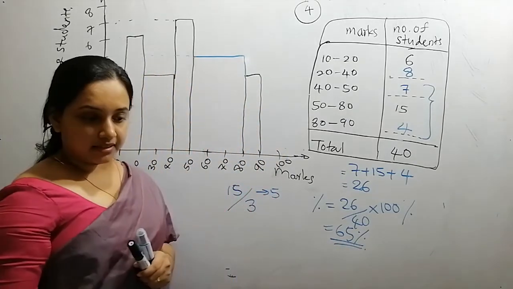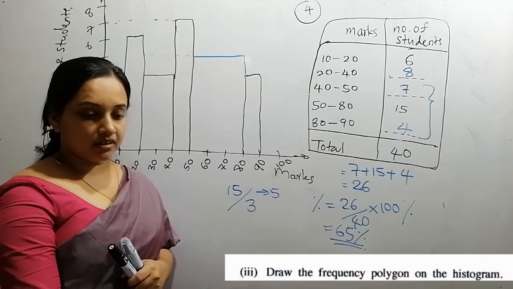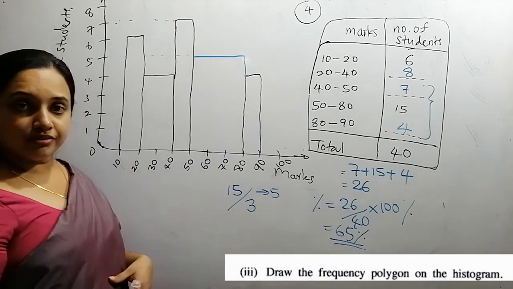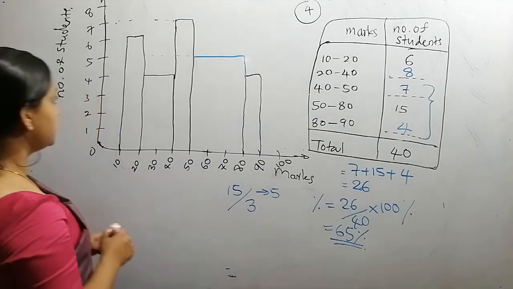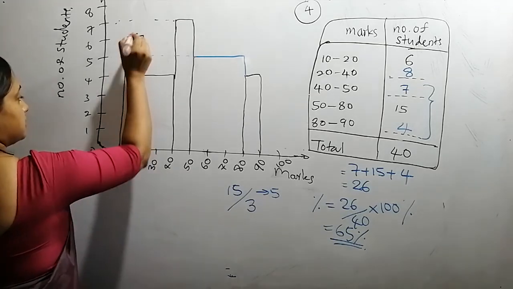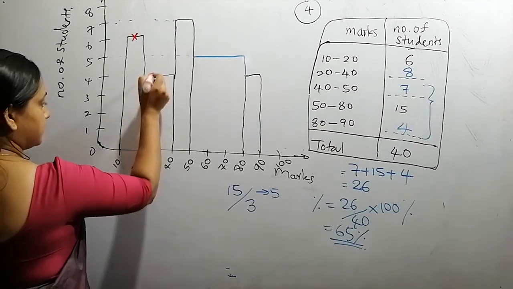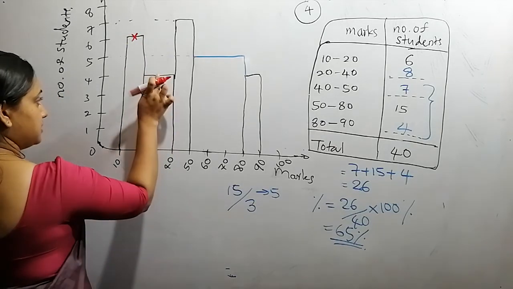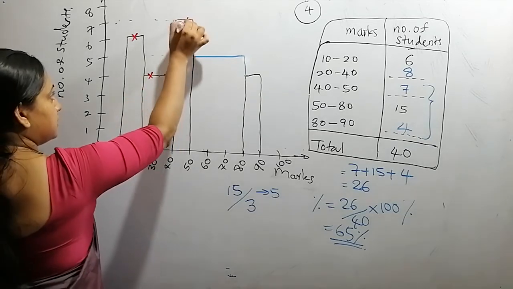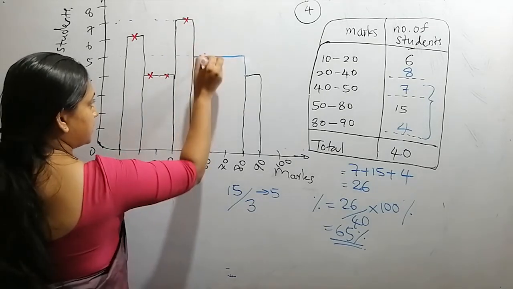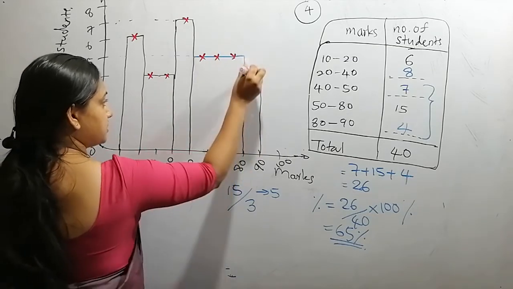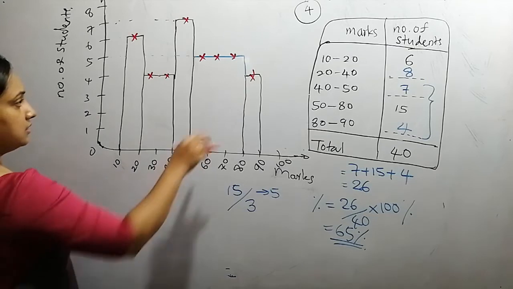And then draw the frequency polygon on the histogram. To draw the frequency polygon, we have to find the midpoint of each group in the histogram. Then here, this point, and in this group, there are two groups here, okay? Then this is one group, and then here and here, and here, this group, this point, and this group, this point. Okay, these are the points.